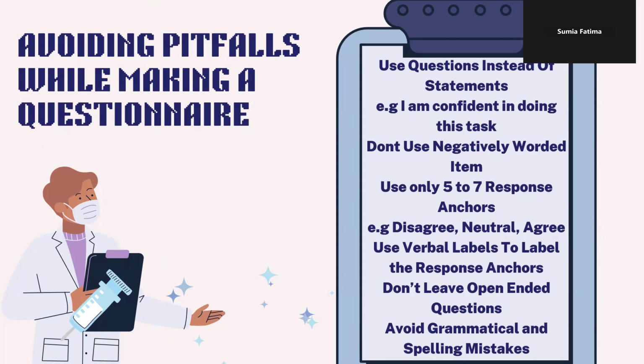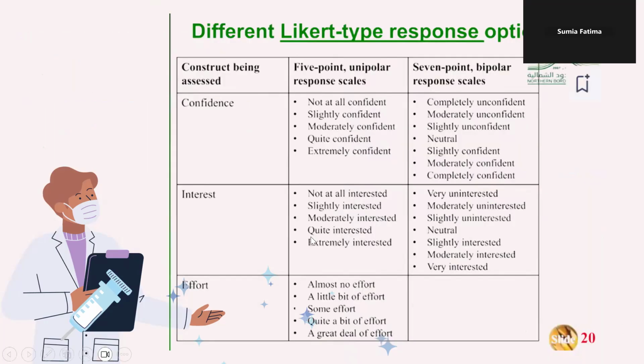Okay, use only 5 to 7 response anchors. Don't leave open-ended questions. It can be very, very difficult, and it can create many problems for you later in the analysis. Avoid grammatical and spelling mistakes. It just gives a very poor impression. These are the 5 point and 7 point response anchors. You can find them even on Google.